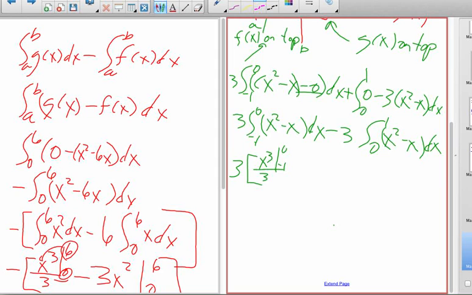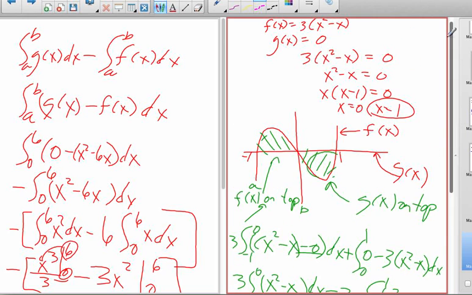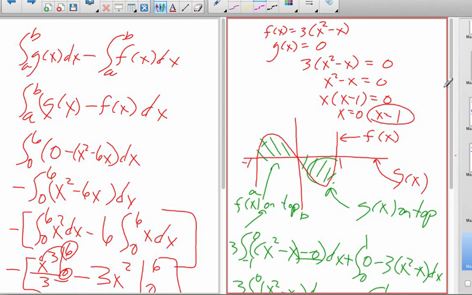Shoot. And I've already made a mistake here. It's when I set up the original problem. This should be x cubed. And this should be x cubed. And this should be x cubed. And that's why this didn't work out right.